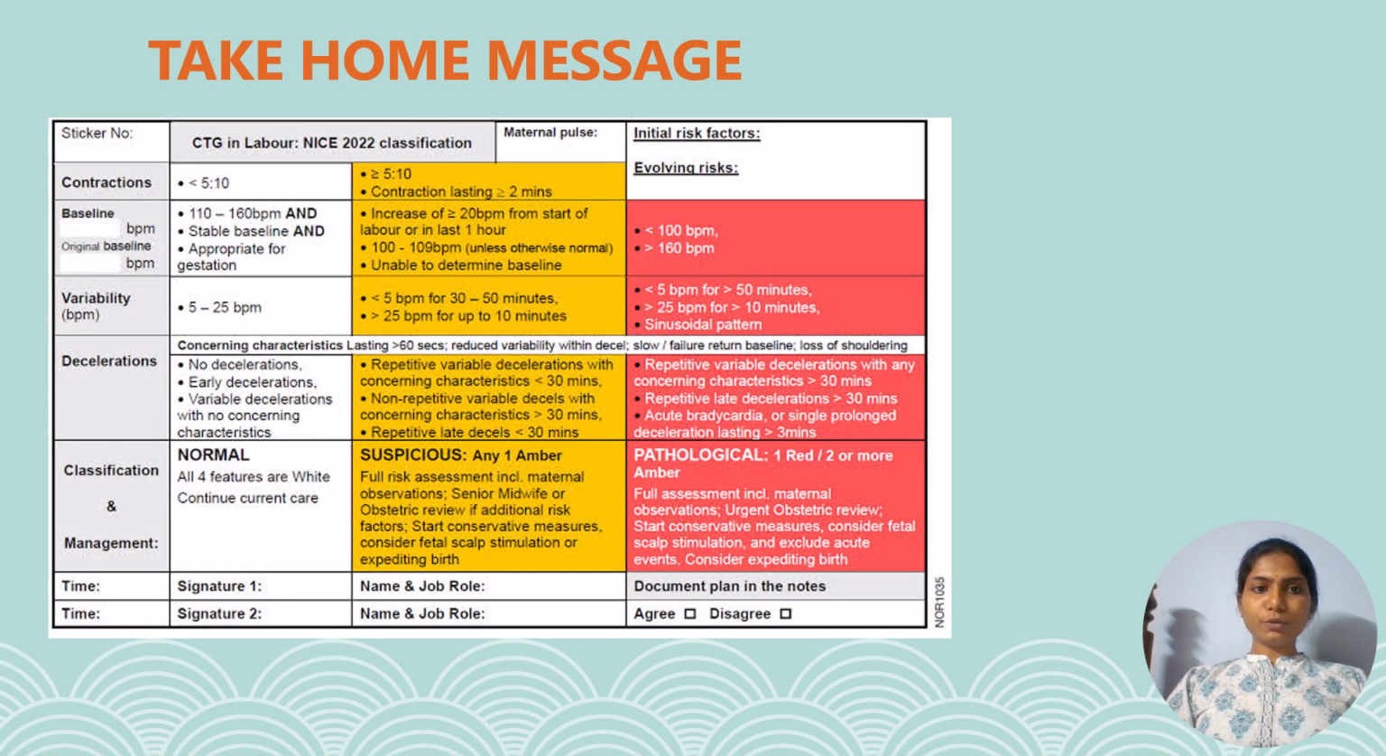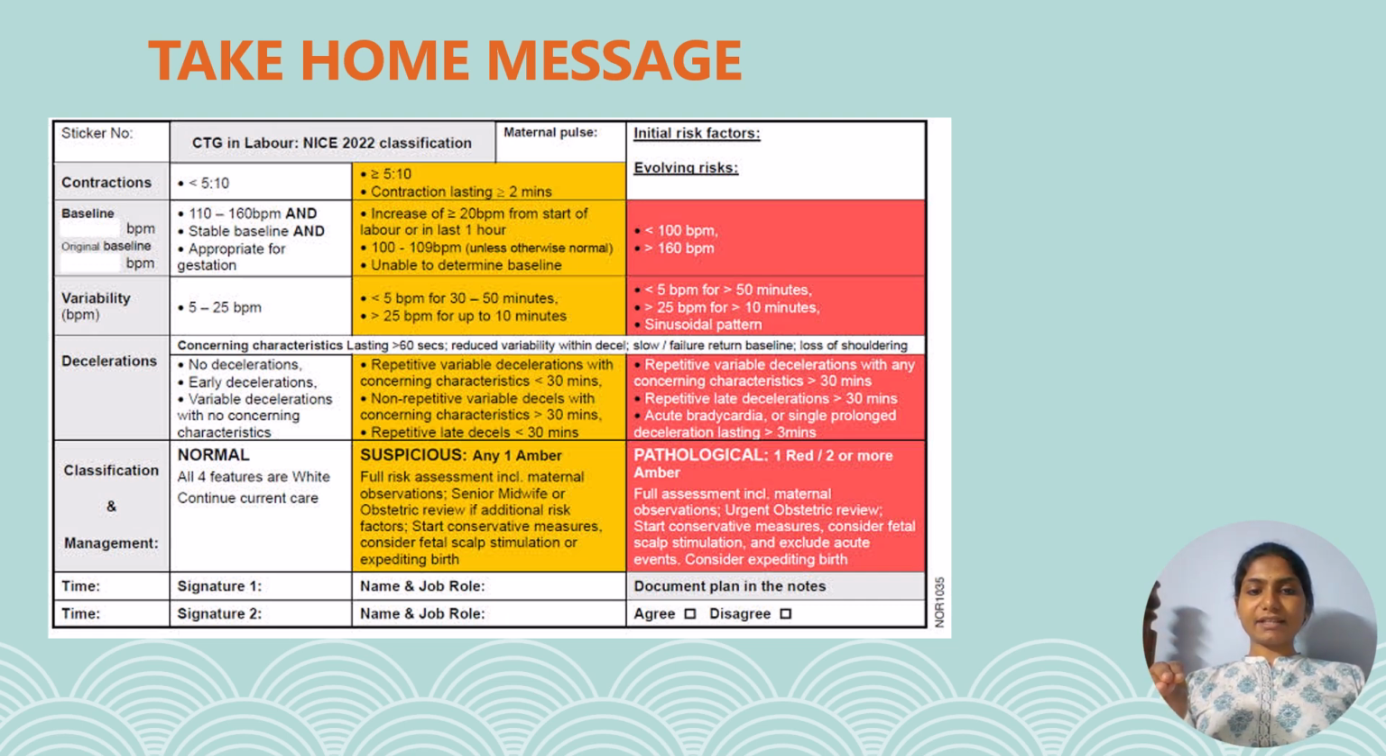So what is our take home message? We have to understand that CTG is not the only choice of antepartum or intrapartum surveillance, but it definitely has a role in seeing whether the baby is going into distress or not, especially in the intrapartum period. So we have to remember the mnemonic DR C BRAVADO, and we have to define the risk and contractions, and see all these components of the CTG and then categorize the CTG as normal, suspicious or pathological.